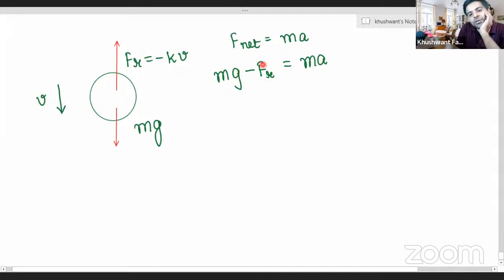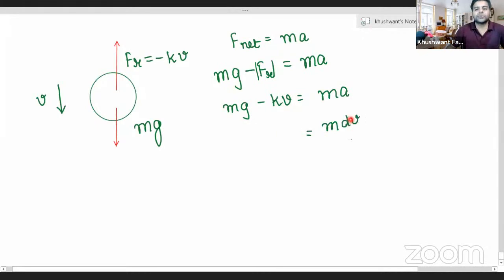Okay. And suppose you want to just take the magnitude of fr. Tell me what will be the magnitude of fr here? Yes, Makesh, tell me. It will be equal to kV. Yes, sir. Correct. And what is acceleration given as, dv by dt or dx by dt? dV by dt. So here we'll have a is equal to dv by dt. Correct. Check this out, Makesh.